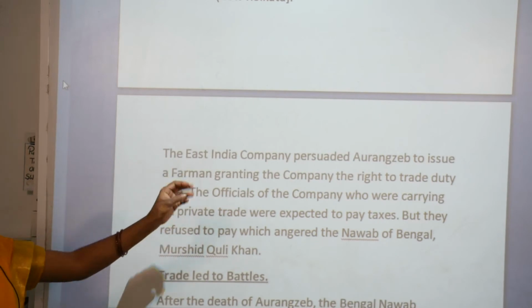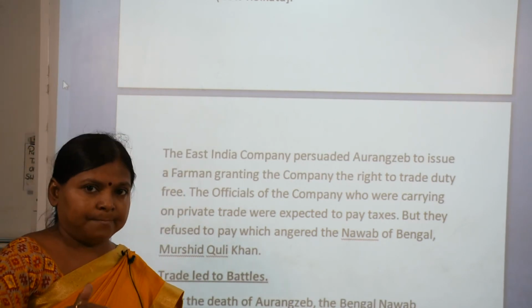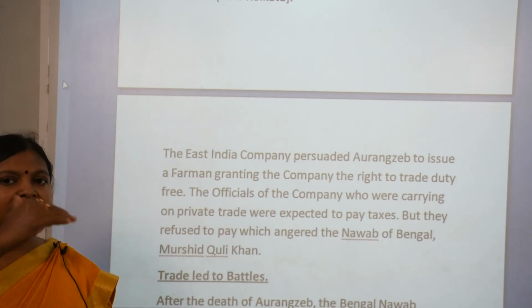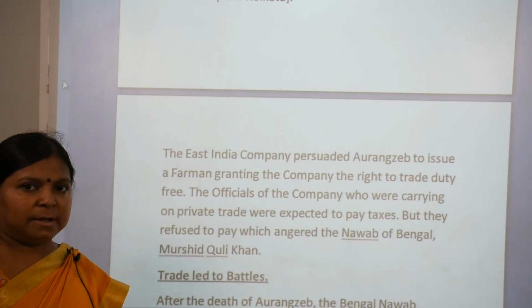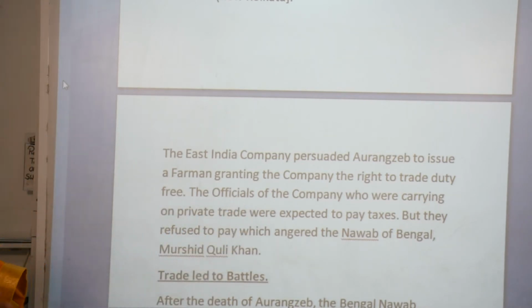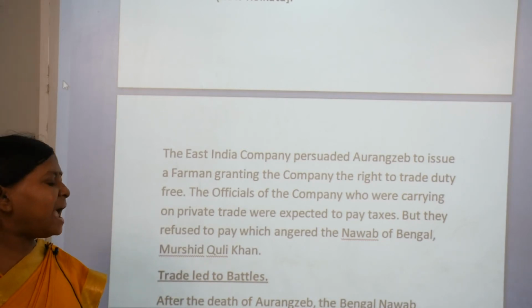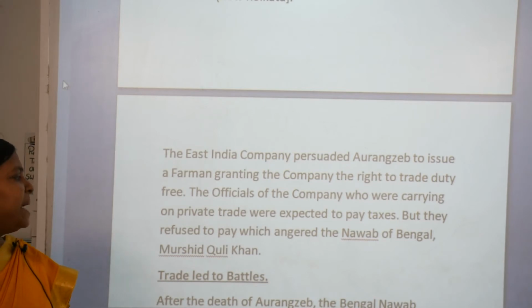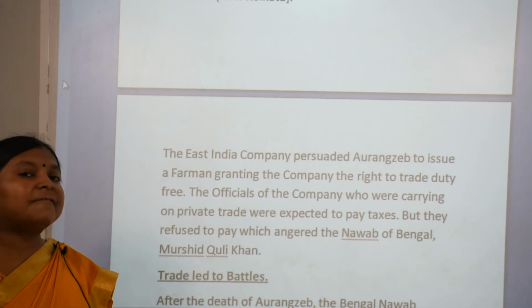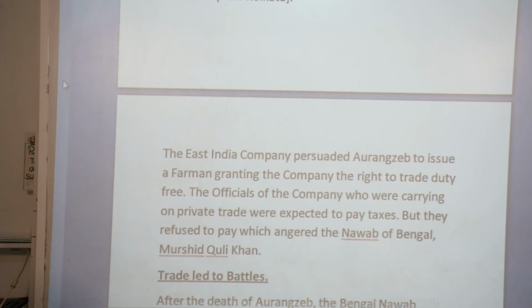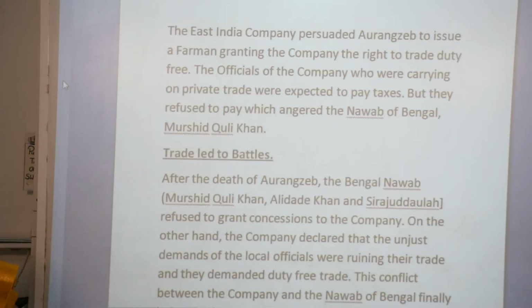Next, the East India Company persuaded Aurangzeb to issue a farman granting the company the right to trade duty free. Could the Nawab accept it? No. The officials of the company who were carrying on private trade were expected to pay taxes, but they refused to pay. This angered the Nawab of Bengal, Murshid Quli Khan. Due to this, trade led to battles.